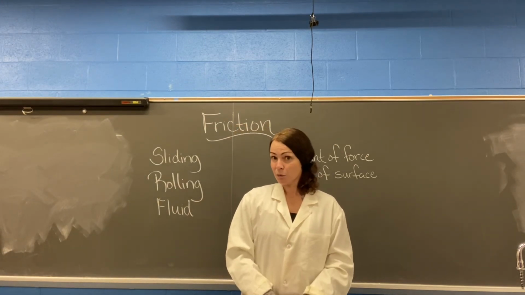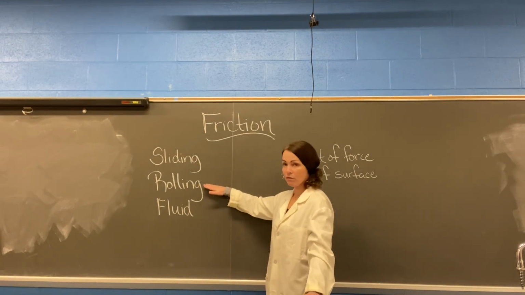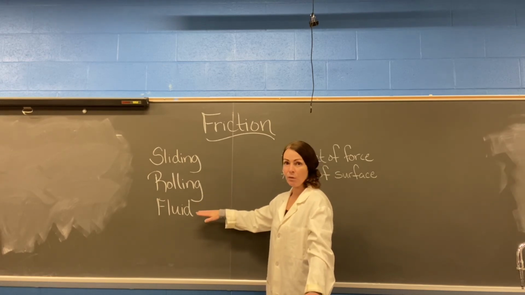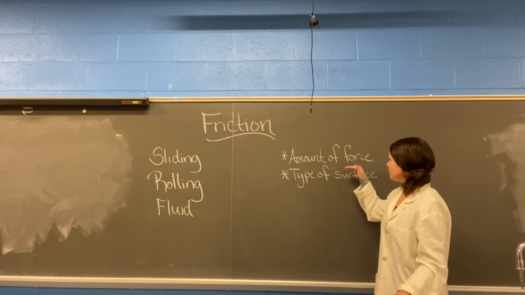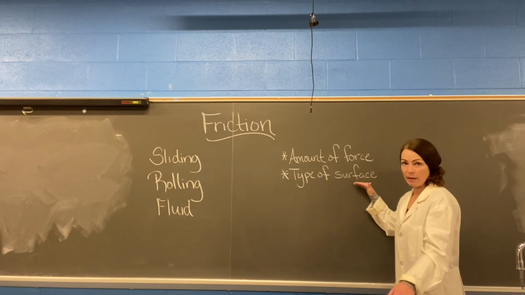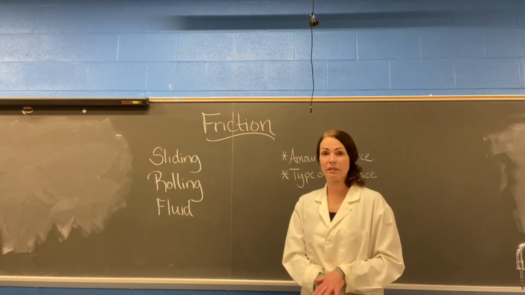So to recap, we have sliding friction, two solid surfaces, rolling friction when one surface rolls over another, fluid friction where there's a liquid or a gas, and then we can change the friction by changing the amount of force between the two surfaces or changing the type of surface. You should be able now to identify different types of friction.